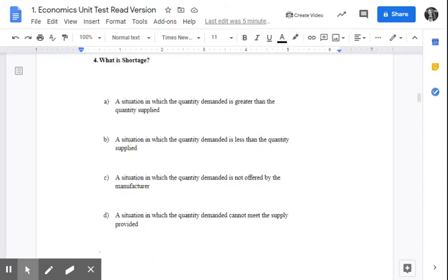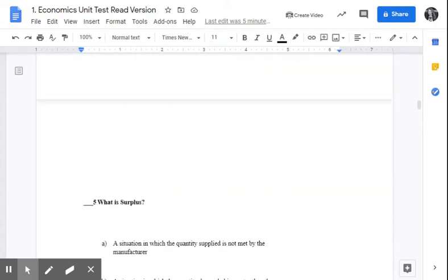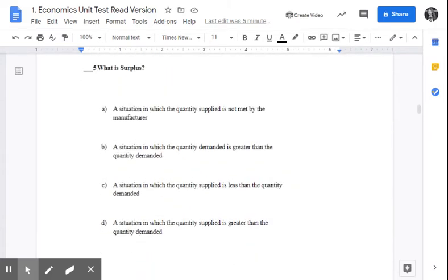A, a situation in which the quantity demanded is greater than the quantity supplied. B, a situation in which the quantity demanded is less than the quantity supplied. C, a situation in which the quantity demanded is not offered by the manufacturer. D, a situation in which the quantity demanded cannot meet the supply provided. 5, what is a surplus?